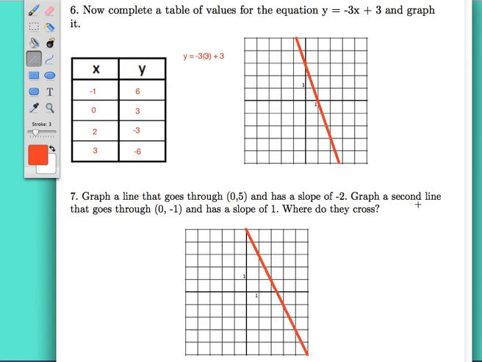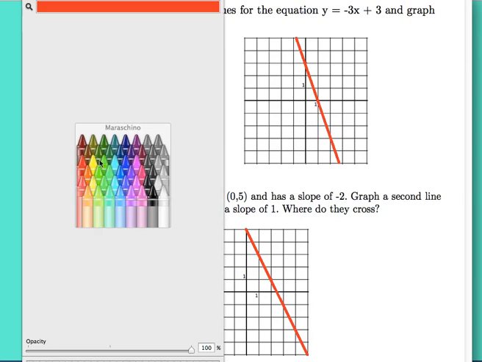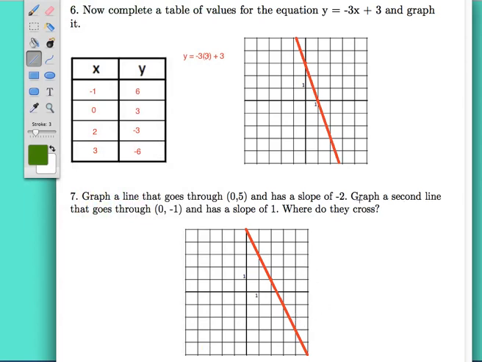And then it says graph a second line. Maybe we'll change colors here just so we can see what we're doing. This color is called fern. Look at that, isn't that nice? So using this color fern, I'm going to graph a second line that goes through 0, -1. So its y-intercept is 0, -1, and has a slope of 1. So that means 1 is a fraction. It's 1 over 1. That's a rise of 1 with a run of 1. So I'm going to go rise of 1, run of 1.